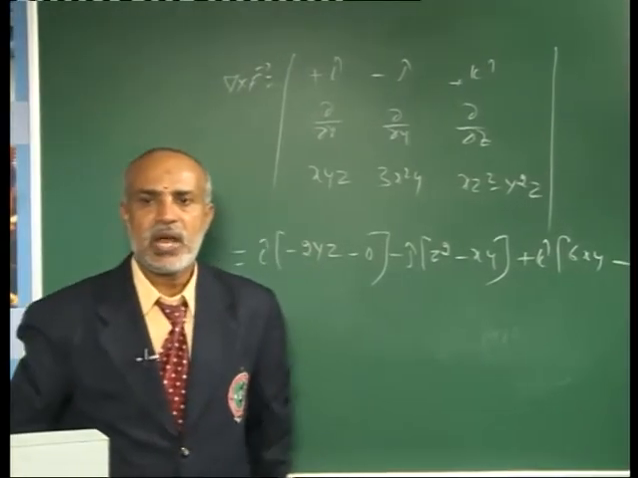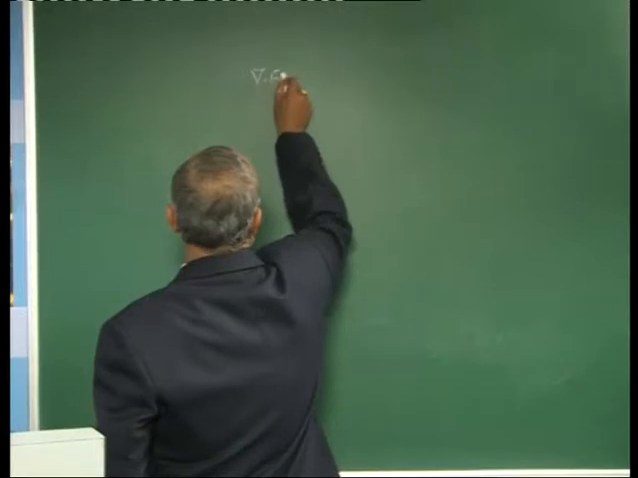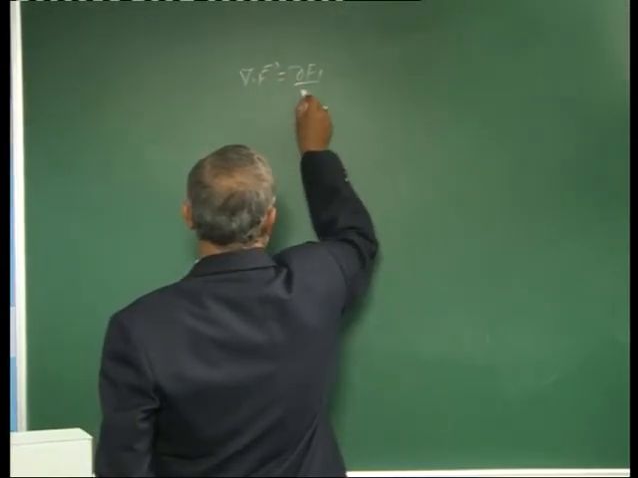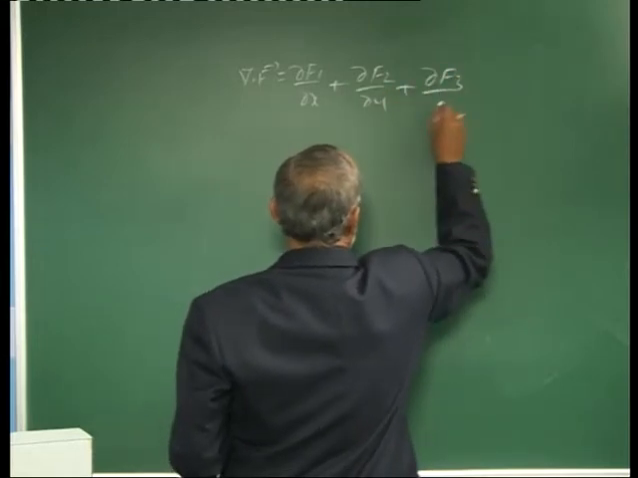Find the divergence and the curl of the vector. The F vector is given as (xyz plus y squared z) i cap plus (3x squared y plus y squared z) j cap plus (xz squared minus y squared z) k cap. We can find the divergence of F first. The divergence of the F vector formula is del dot F vector equals dou f1 by dou x plus dou f2 by dou y plus dou f3 by dou z.